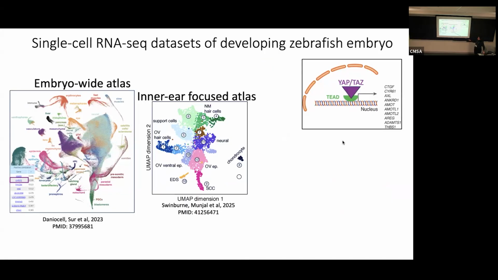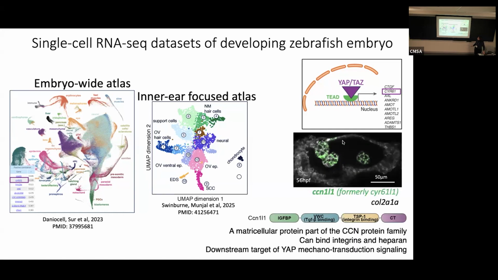We had created, during my postdoc, a single-cell RNA-seq atlas of the developing inner ear. And since then, including the work done in Sean and Alon's lab and other labs, there have been several publicly available embryo-wide atlases that we had access to ask what could be the potential targets of YAP. And in this, unanimously, among the top 5 genes was this gene, CCN1L1. It's a matricellular protein that is a known downstream target of YAP.